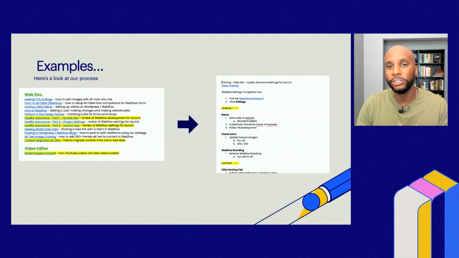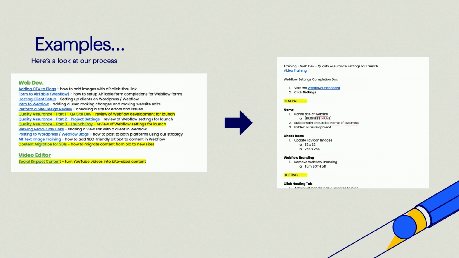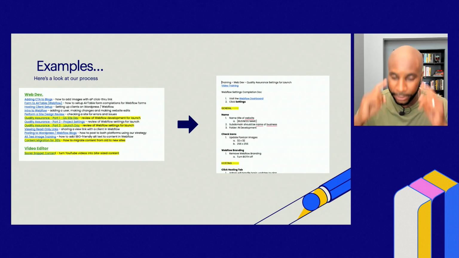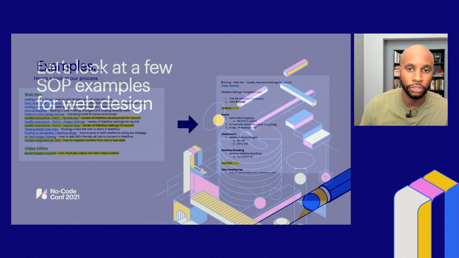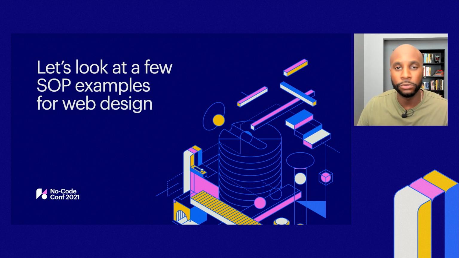Now, I do want to show you some examples of what that looks like. So in this document here, and you can use some tools, which I'll talk about later, this is a list of all of our SOPs or standard operating procedures. And then if you look on the right-hand box, that's an actual individual SOP that we've built out. And we're going to show you some examples so you know exactly what that looks like. And then you can start to really think about the things that you need to document at your agency to get the job done. So let's look at a few SOP examples for web design.